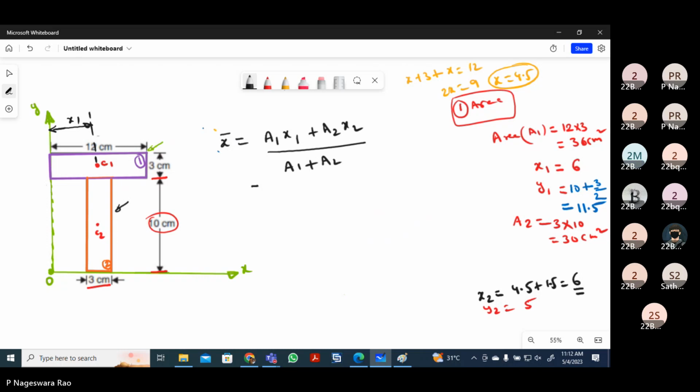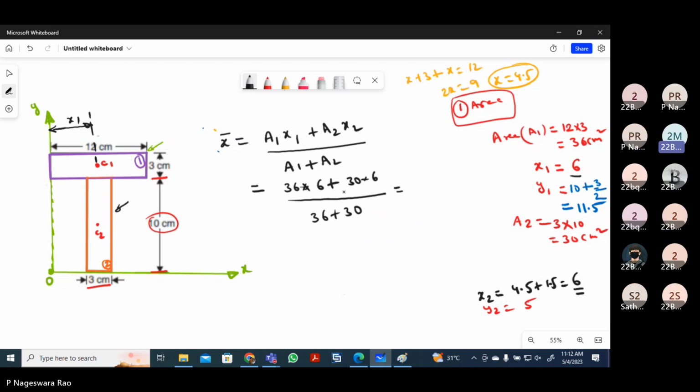ఇప్పుడు క్యాలిక్యులేట్ చేయండి. ఫస్ట్ A1 ఎంత, 36. ప్లస్ ఏరియా నెక్స్ట్ X1 ఎంత, 6. A2 ఎంత 30, X2 ఎంత 6. A1 ప్లస్ A2, A1 36, A2 30. అప్పుడు 6 కామన్ తీస్తే 36 ప్లస్ 30 అంటే 66. సో 66 ఇంటూ 6, 6 కామన్ తీస్తే నెక్స్ట్ కింద ఓన్లీ 66. అప్పుడు అది క్యాన్సిల్ అయిపోతే ఏమైంది మీకు?